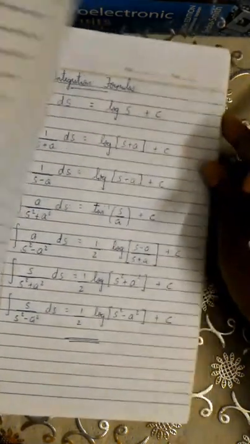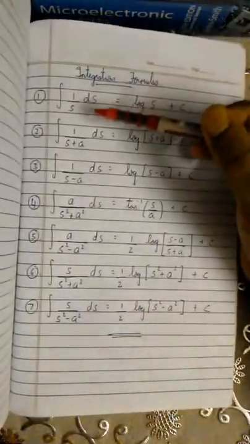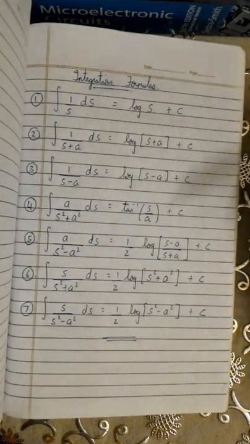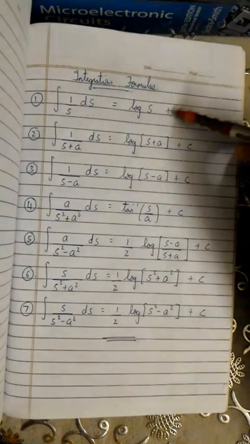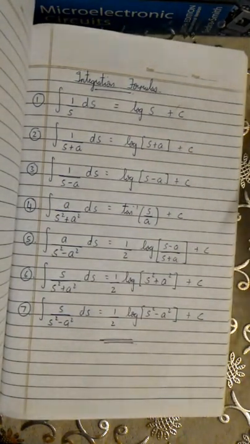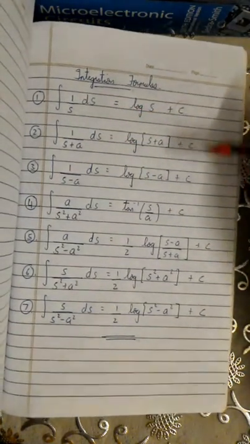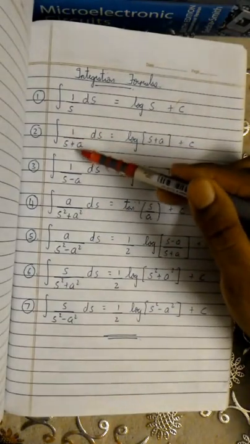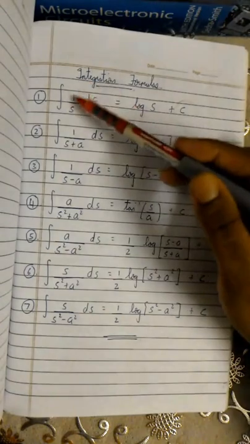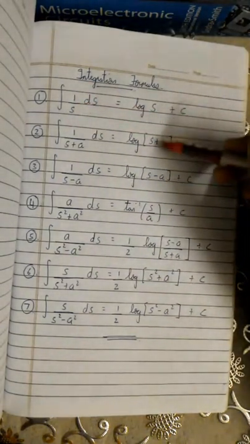So here the equation over here is integral 1 by s ds is equal to log s plus c. C is the integration constant. Of course, you can neglect this when you're doing your Laplace transform problems. This c has no significance in your Laplace transform problems. So integral 1 by s ds is equal to log s. Next equation is integral 1 by s plus a ds is equal to log of s plus a. So you can understand, if you integrate the reciprocal, just put a log in front of it. That's all. So these 2 equations are very easy.